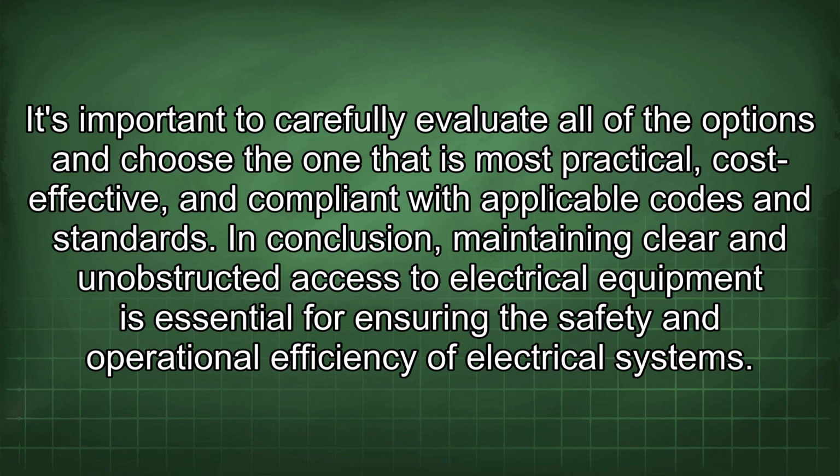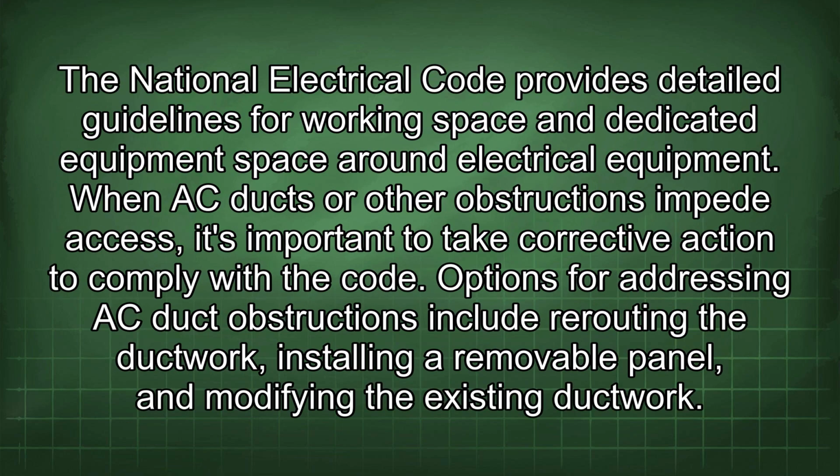In conclusion, maintaining clear and unobstructed access to electrical equipment is essential for ensuring the safety and operational efficiency of electrical systems. The National Electrical Code provides detailed guidelines for working space and dedicated equipment space around electrical equipment. When AC ducts or other obstructions impede access, it's important to take corrective action to comply with the code.